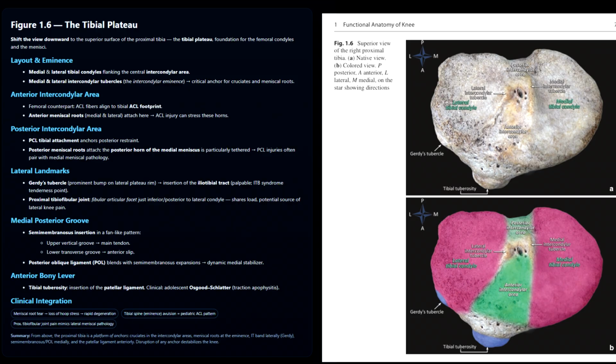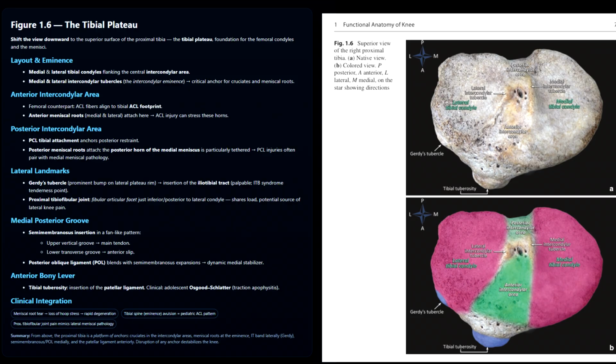Now, look at the posterior surface of the medial condyle. Here lies a vertical groove, the insertion site of the semimembranosus tendon. This is not a single attachment, but a fan-like insertion. The upper vertical part of the groove anchors the main tendon. The lower transverse part accepts an anterior slip of the tendon. And just medial to this, you'll find the attachment of the posterior oblique ligament, which blends with the semimembranosus expansions. This integration makes the semimembranosus not just a mover of the knee, but also an active stabilizer on the medial side.